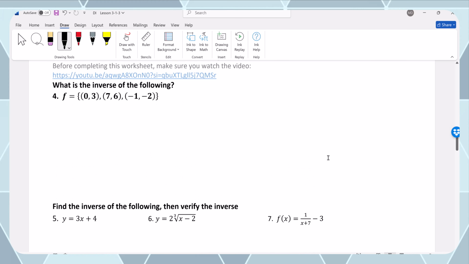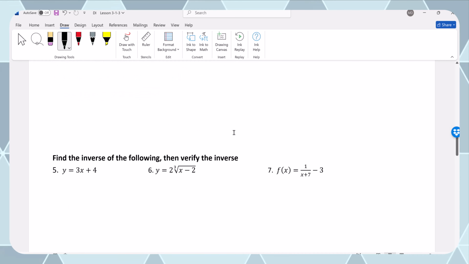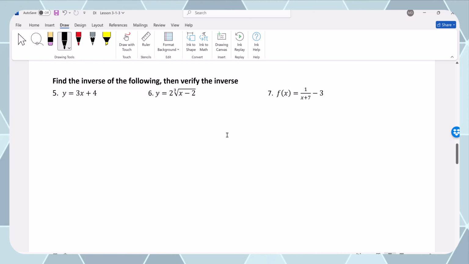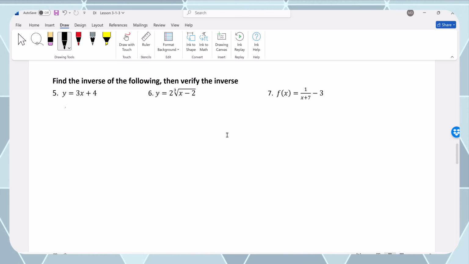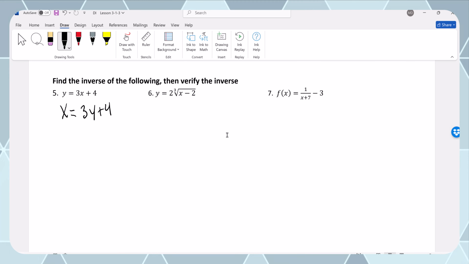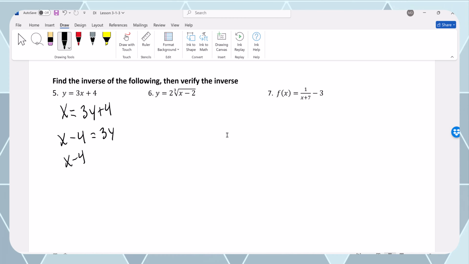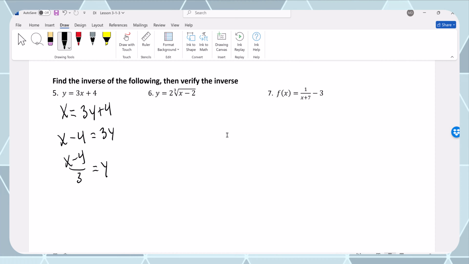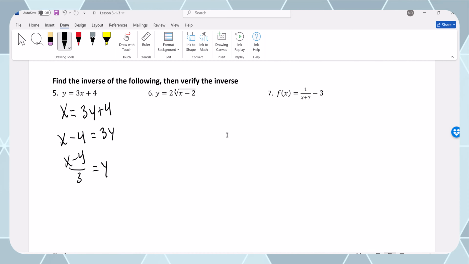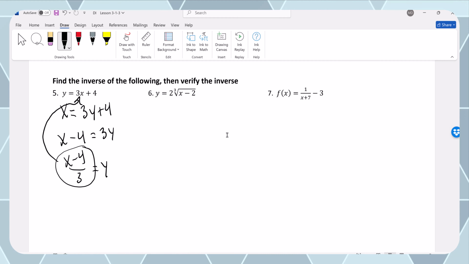So remember, finding the inverse of points, you just switch the domain and range. So finding the inverse of the following here, switch the x and y. And now get y by itself. So subtract 4, divide by 3, and there's my inverse. Now to verify, just take this, plug it back in.